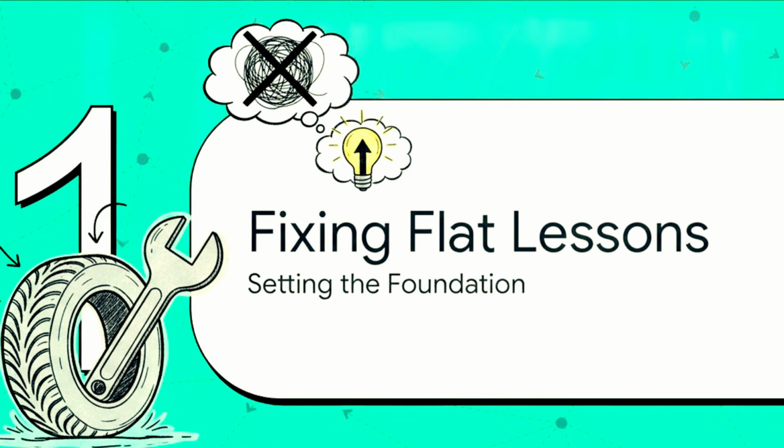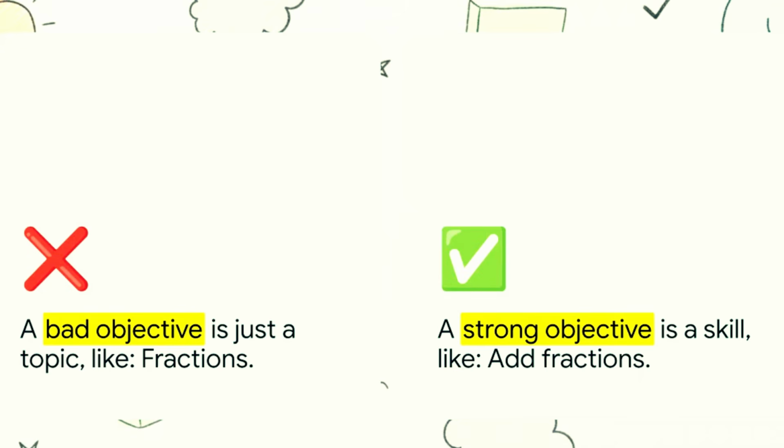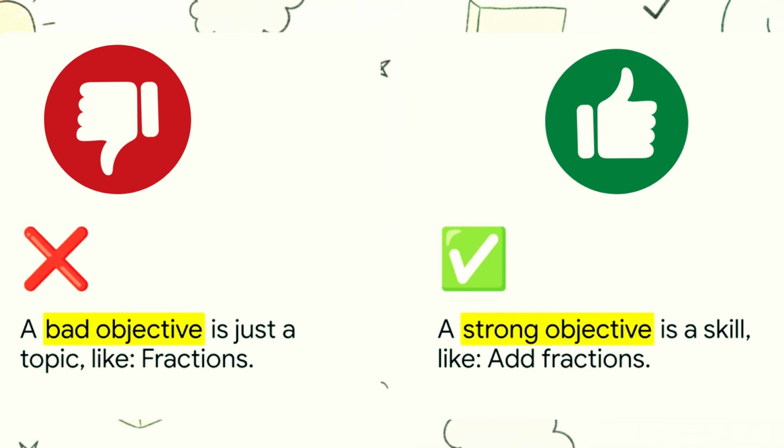Let's jump right into section 1, fixing the flat lesson. So this really illustrates the core issue we face right out of the gate. Think about it. A bad objective just states a topic, like fractions. It's totally passive. A strong objective, on the other hand, is skill-based, like add fractions. By framing your goal around a specific, actionable skill, you're instantly guaranteeing that students are going to actually do something, rather than just sit back and hear you talk about a broad topic. You're transforming them from passive listeners into active participants from minute 1.